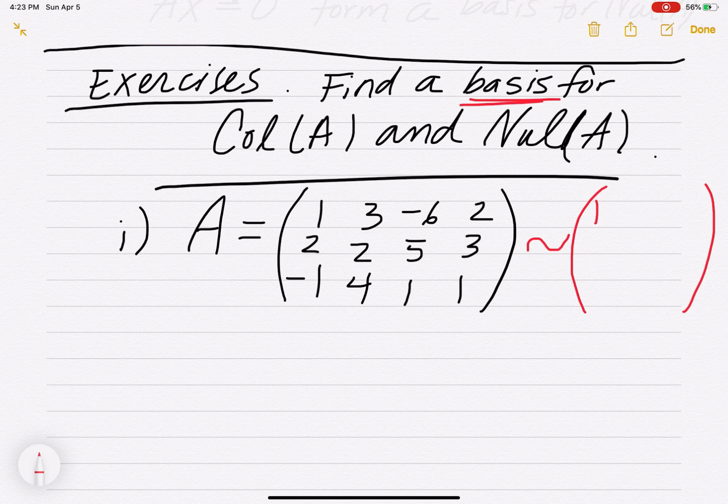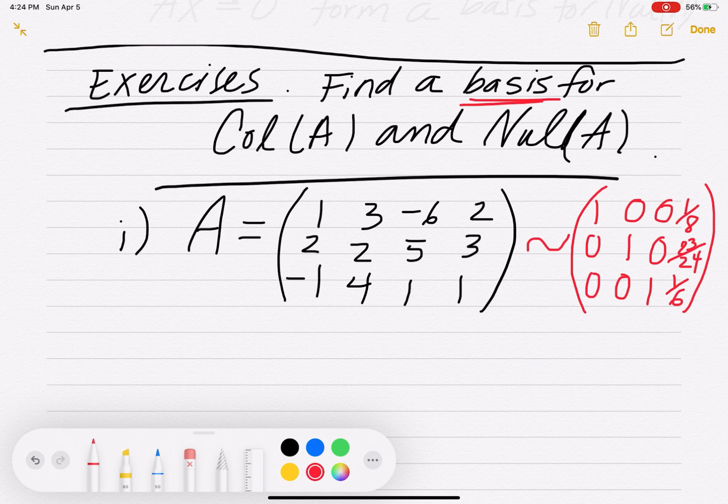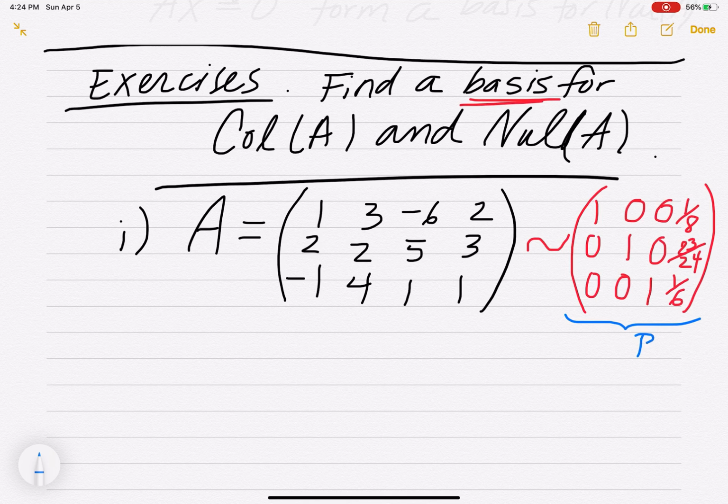So here I go. I'm going to have 1, 0, 0, 0, 1, 0, 0, 0, 1, and I'm going to have 1/8, 23/24, and let's see, 1/6. So I did that in my calculator. Okay, so now we're going to work on the column space basis. So if you look at the row reduced form, this is what I'm going to call R right here. This is R. It has pivots in the first, second, and third columns.